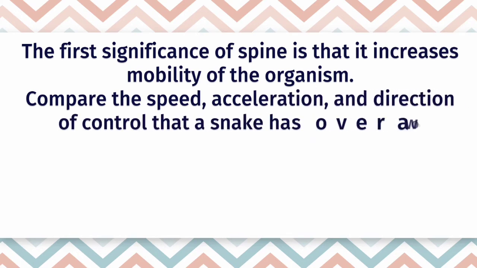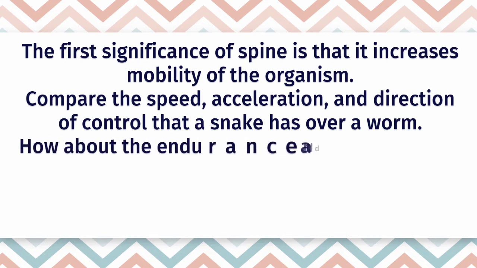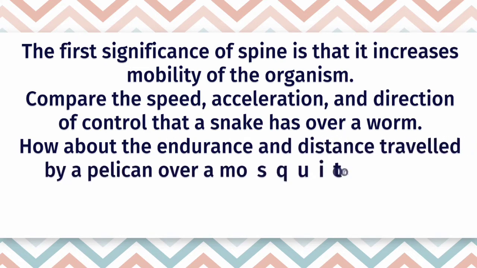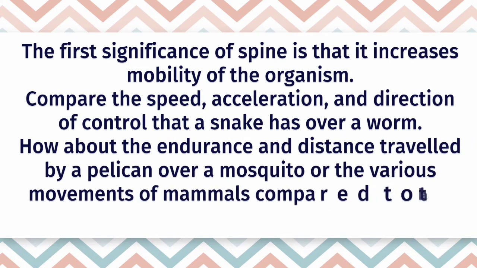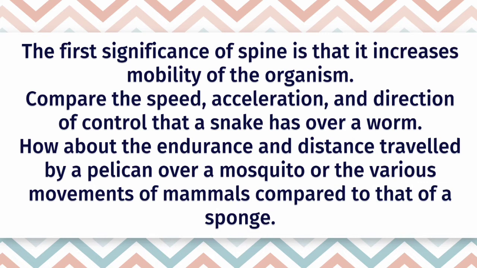Compare the speed, acceleration, and direction of control that a snake has over a worm. How about the endurance and distance traveled by a pelican over a mosquito, or the various movements of mammals compared to that of a swan? So there is a difference between every kind of animal.